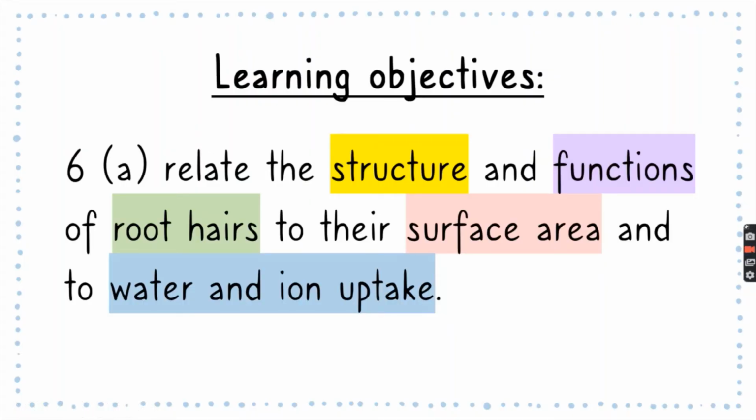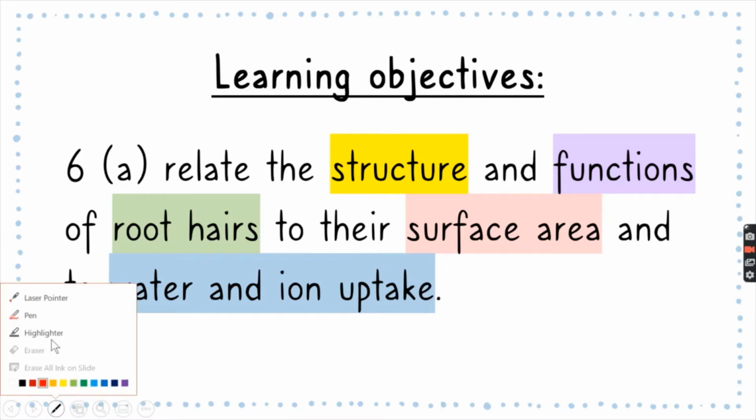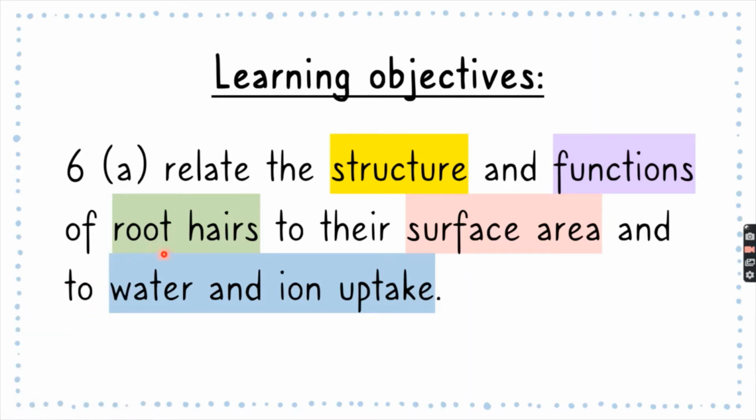Okay, so are your Cornell notes ready? If they are not ready, you can pause this video right now and prepare them. Our learning objective today has something to do with my video, and our main character of the day is our friend the root hair cells. It's 6A: relate the structure and function of the root hairs to their surface area and to water and ion uptake.